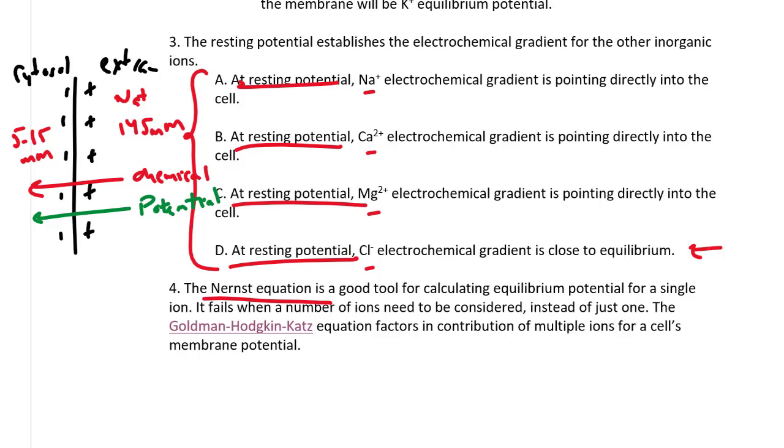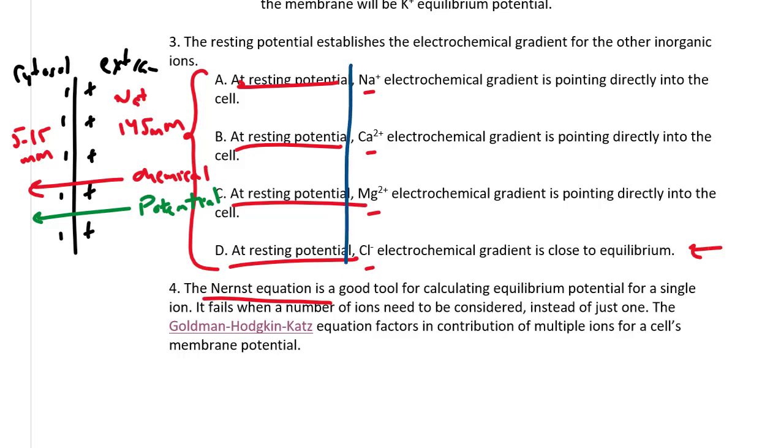So the Nernst equation. The Nernst equation is just that equation that we learned in the first part of this section, which is how you get the equilibrium potential for any ion. So that's the name of the equation. It is a good tool for calculating equilibrium potential for a single ion. It fails when a number of ions need to be considered instead of just one.